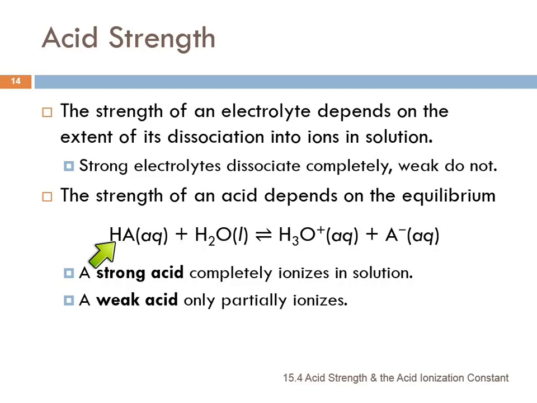So this is the acid. It's donating a proton to the water. The water's acting as a base. Then we get hydronium ion. This is the conjugate acid. This is the conjugate base of this initial acid. So a strong acid completely ionizes in solution, completely forms ions. A weak acid only partially ionizes. Okay?